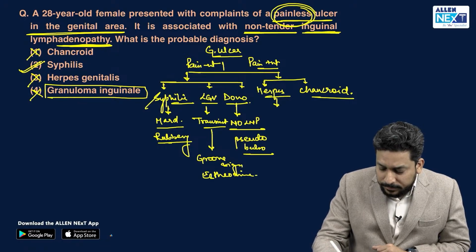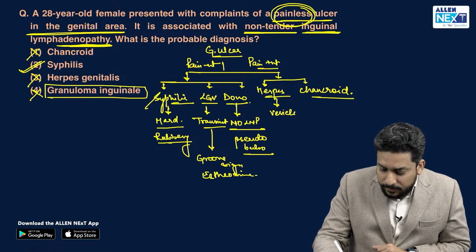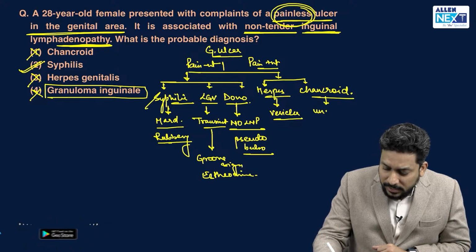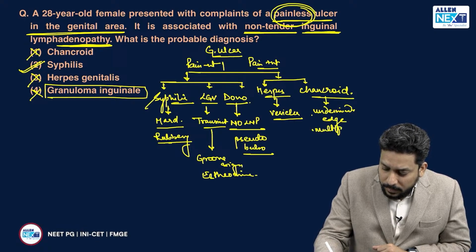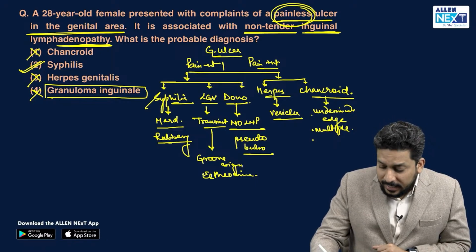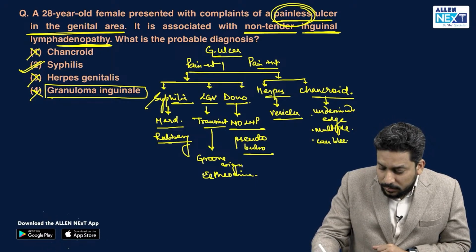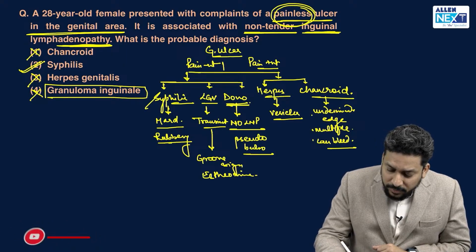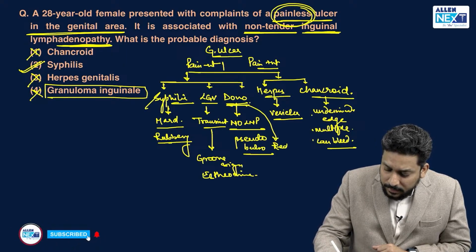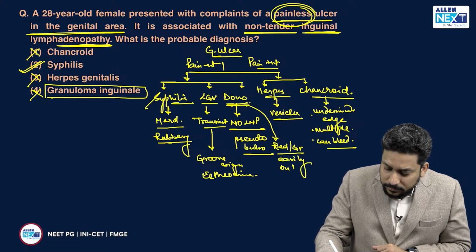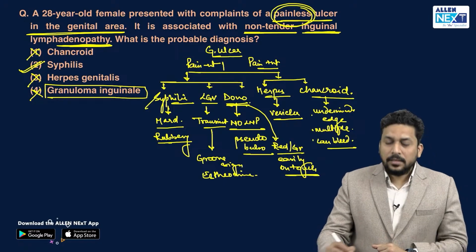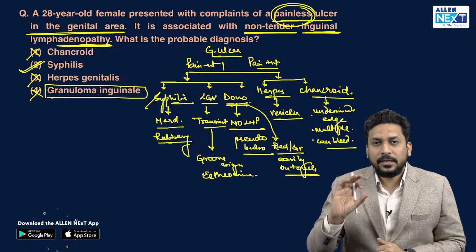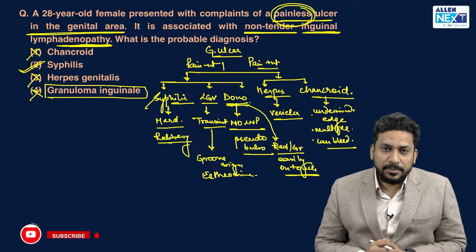Similarly, in herpes, vesicles are seen, and in chancroid, ulcers with undermined edges are seen. They are generally multiple and they can bleed on touch. But remember that the ulcer of donovanosis is very red, granulomatous, and it bleeds easily on touch. So these are a few more points which can help in differentiating these sexually transmitted infections.